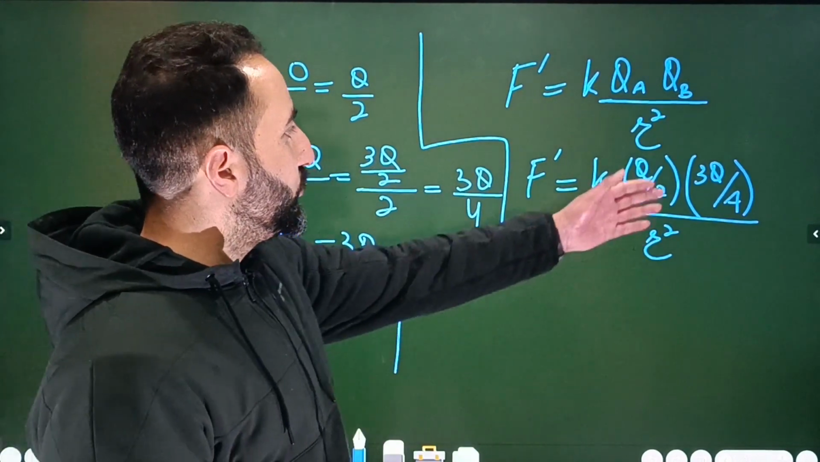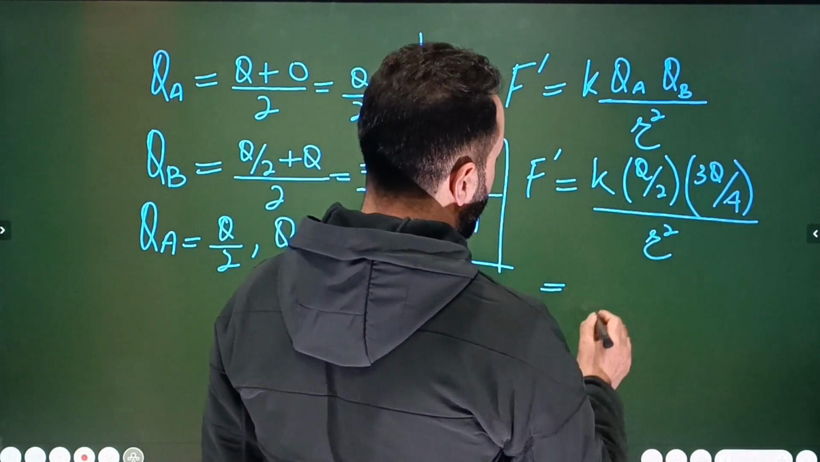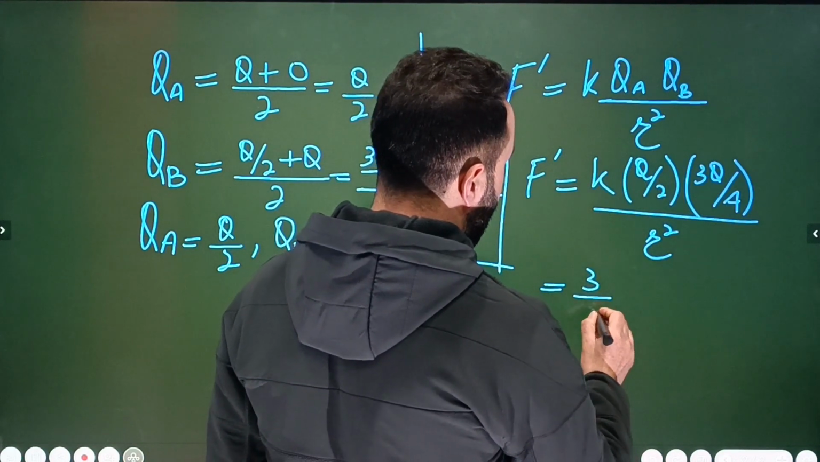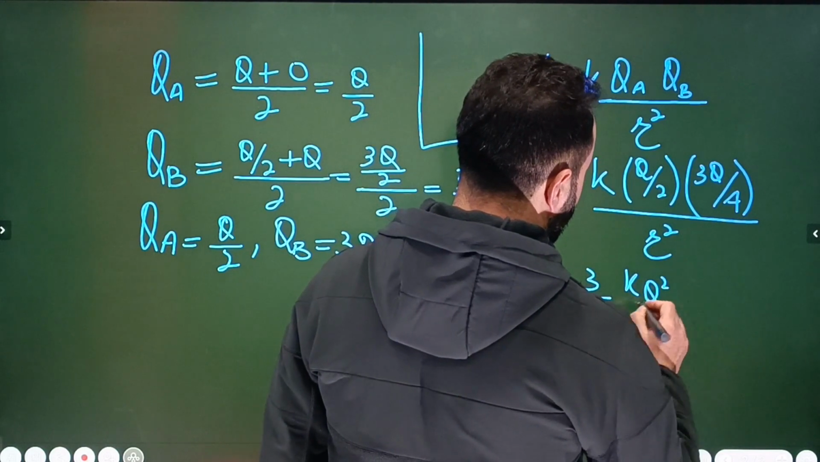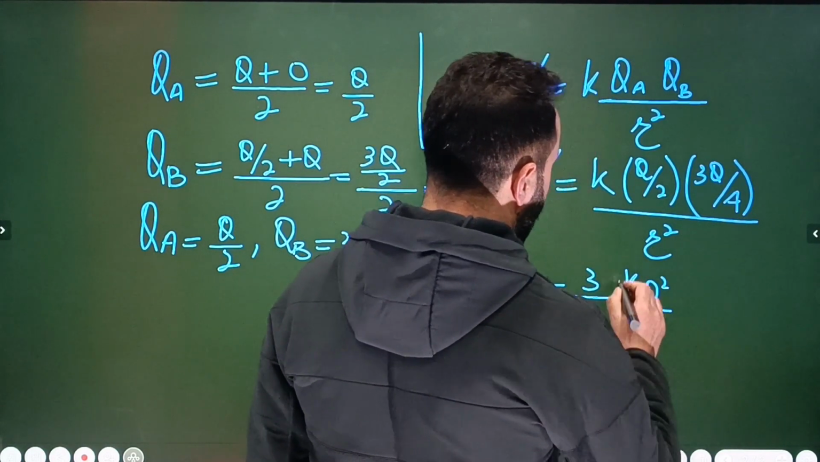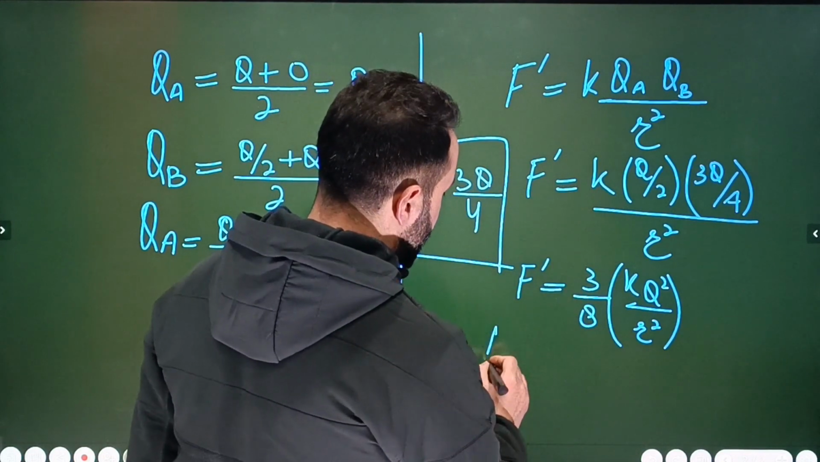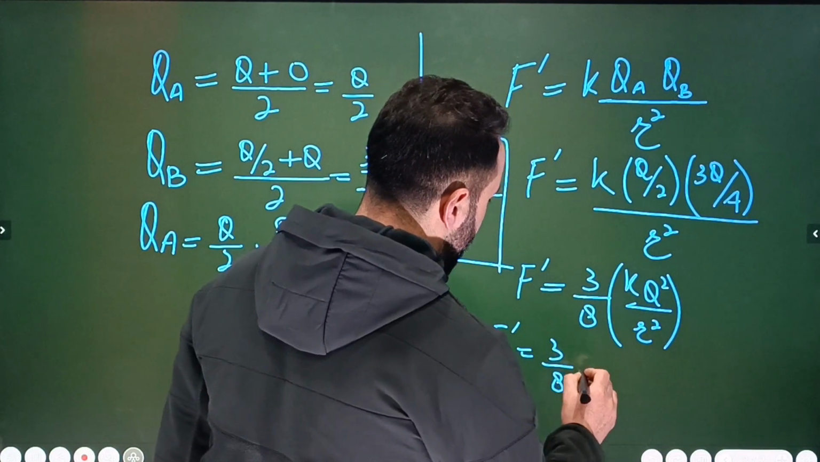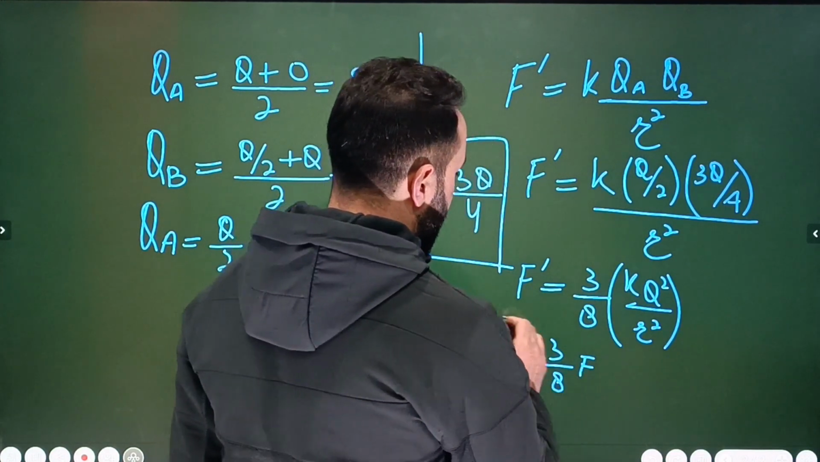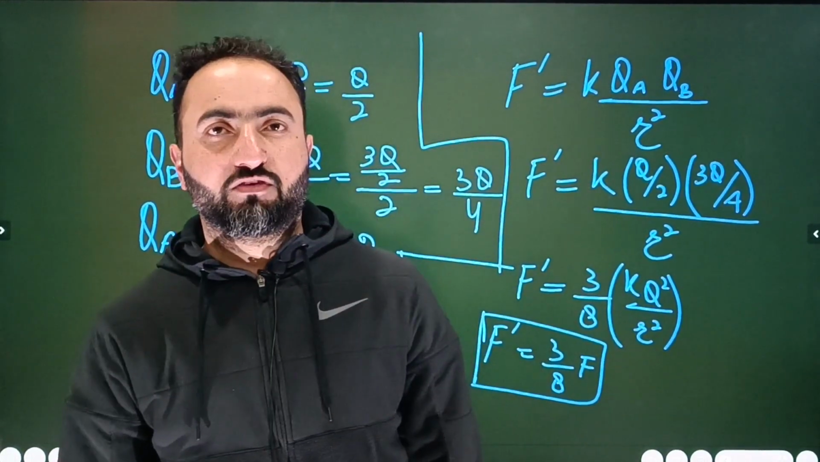So simply what you'll do is you'll multiply these two. So 3 1s are 3, 2 4s are 8, so what will come is 3 divided by 8, multiplied by kq square divided by r square. Now what is this kq square by r square equal to? It's simply equal to F. So F dash will be equal to 3 divided by 8 multiplied by F. The problem is done. So the answer will be equal to 3 by 8 multiplied by F.